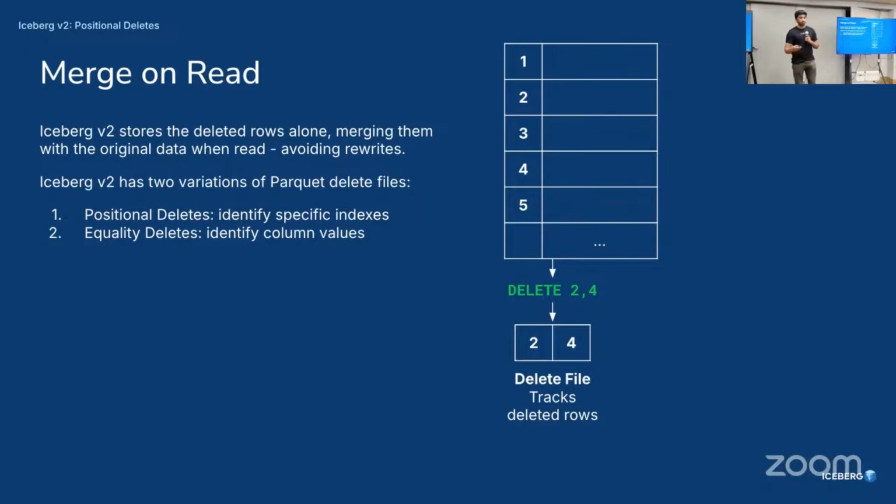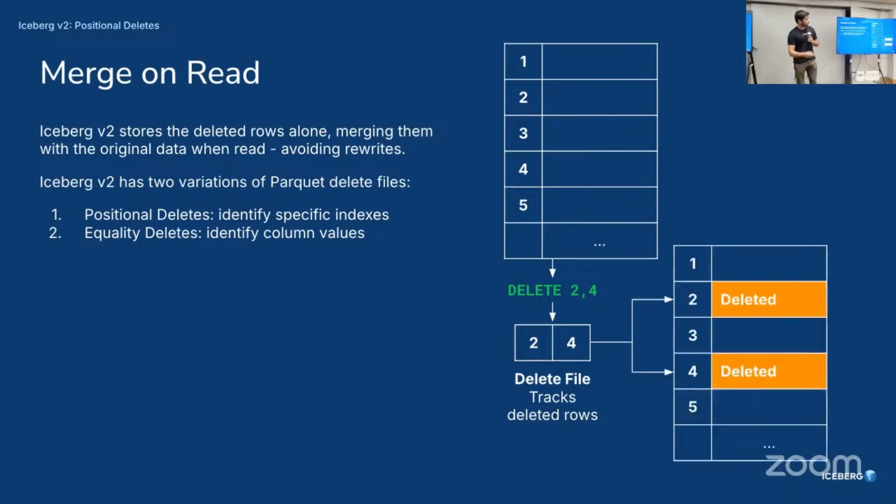When we now go to read, we see the original table, we then see the delete file, and then the engine merges them at read time, hence the name merge on read. And then we just skip rows 2 and 4, hence why they're annotated as being deleted.